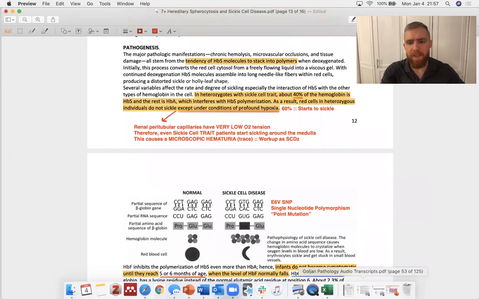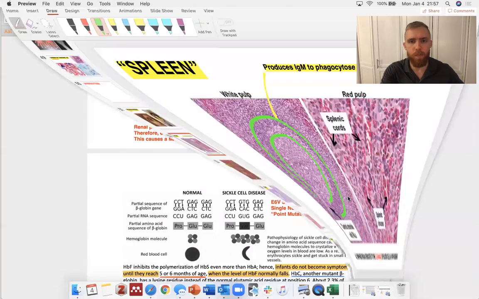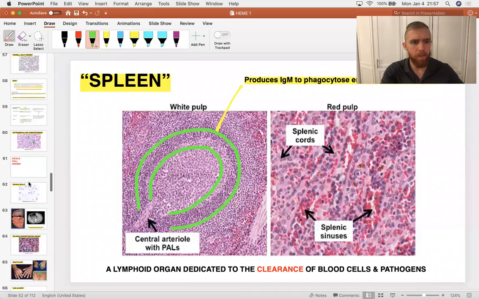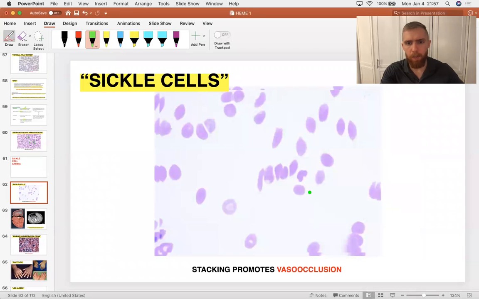Sickle cell does have the tendency to stack into polymers. Here's a great example. You see just 5 or 6 sickle cells starting to aggregate right there in the middle of that slide. And this stacking is what leads to the characteristic vaso-occlusion that you see in sickle cell disease.